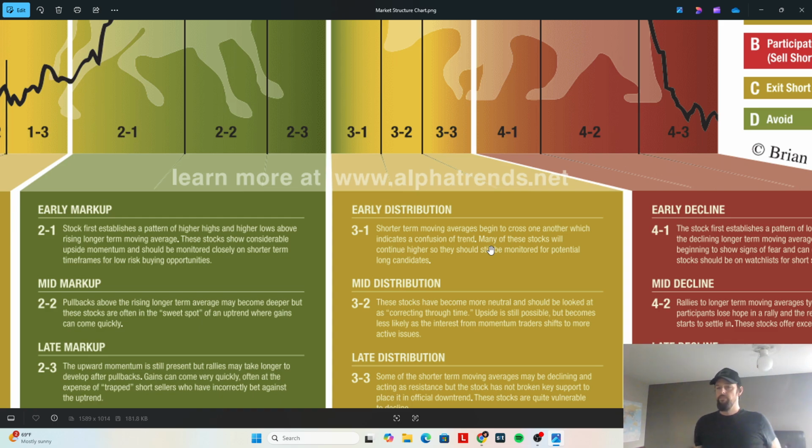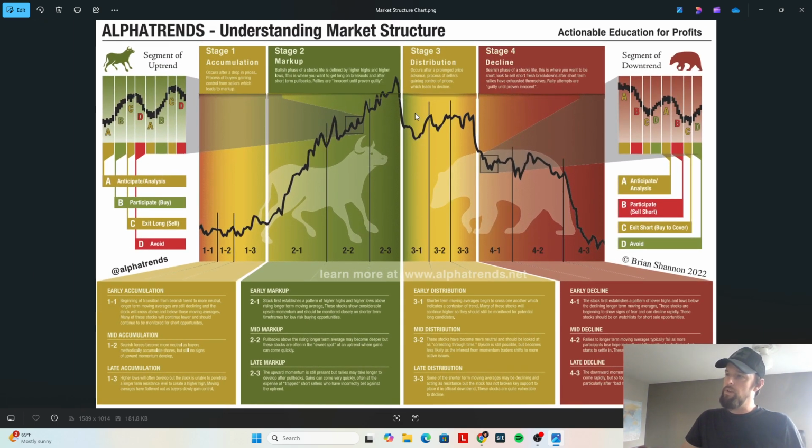So hey, what the heck? Price was going up. Why did it stop going up? This is where the buyers and the sellers start fighting again. Many of these stocks will continue higher, so they should still be monitored for potential long candidates. Well, yeah, that's true. I mean, you could still do that, but look how far price is compared to where price was.